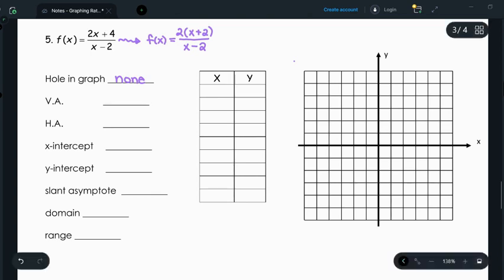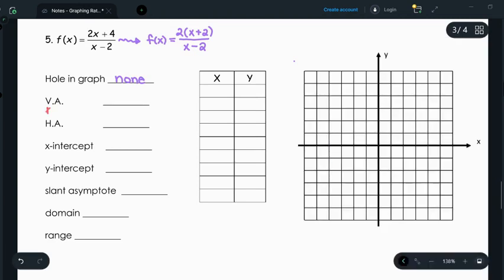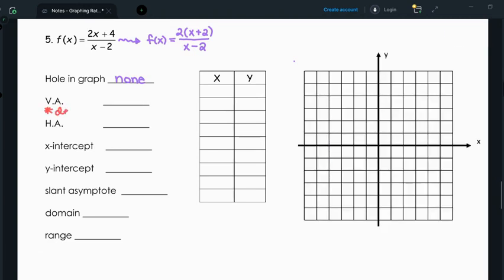For the vertical asymptote, remember that's always and forever setting your denominator equal to 0. So when I set this denominator equal to 0, I have x minus 2 equals 0. I solve that one-step equation by adding 2 to each side, getting me my vertical asymptote at x equals 2. That's where my vertical dotted line will go.